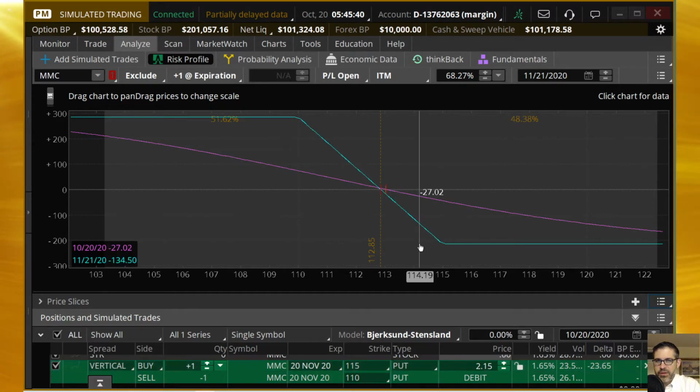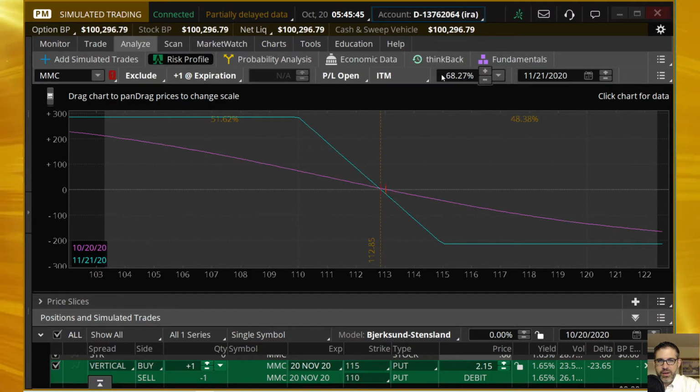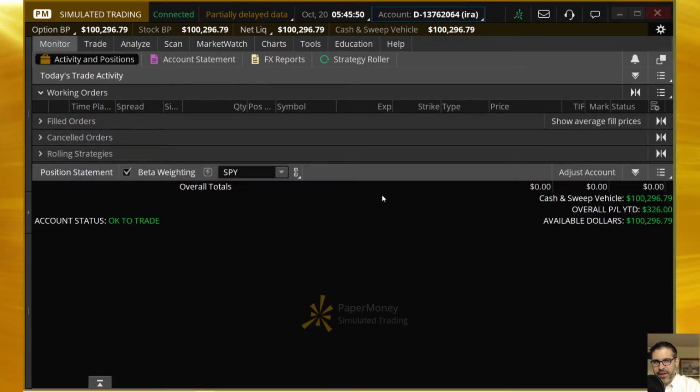I think we're going to put this one, though, into our IRA account. That's where I'd like to put that one, because I have nothing in my IRA account. We've cleaned it all out, right? We took some positions off. We've been secretly profiting on this one an additional $326 since we've been playing with it. So why don't we go ahead and throw that in there?